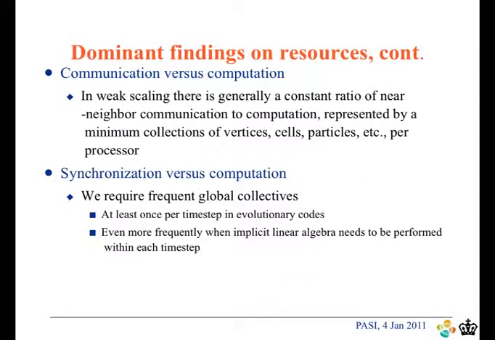In terms of communication versus computation, in weak scaling, today's Gordon Bell apps have evolved to run on today's machines. That means they have a constant ratio of near-neighbor communication to computation, represented by some minimal collection of vertices, cells, particles, et cetera, per processor. If you make that number smaller, you get more skin than body, right? If you think of a 10 by 10 by 10 chunk of a 3D domain, 600 cells are on the boundary, and you only have 1,000 cells. So you can't get much smaller than that. You're already working at the edge of redundant storage and neighbor communication.